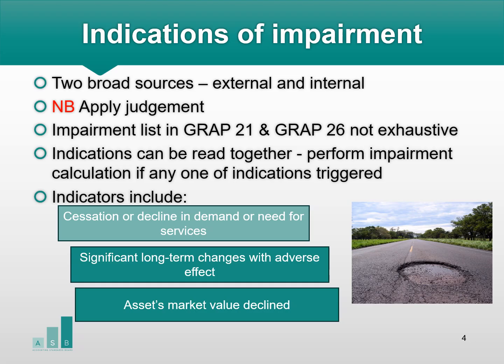The second one, significant long-term changes with an adverse effect on the entity are expected to take place in the near future in the technological, legal, or government policy environment. For example, the introduction of more stringent environmental regulations and carbon emission taxes by the government may have an adverse effect on the services provided by the entity.